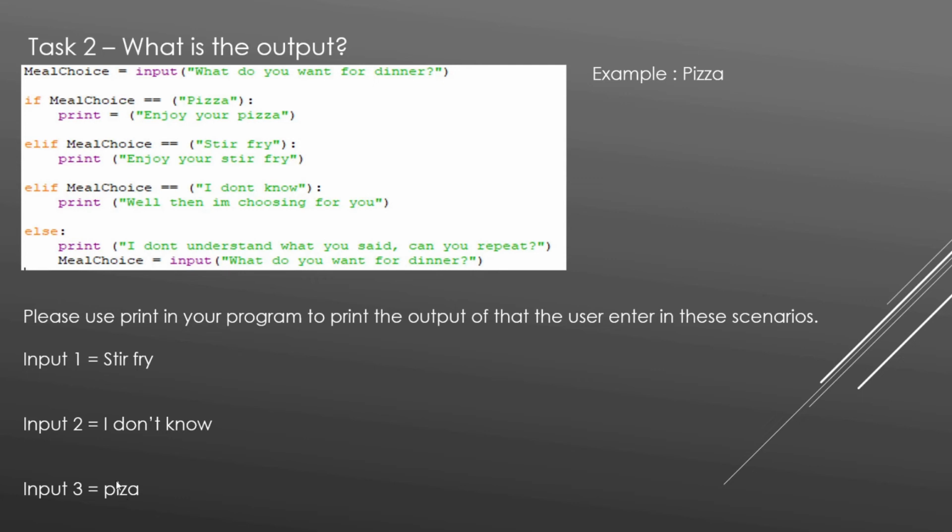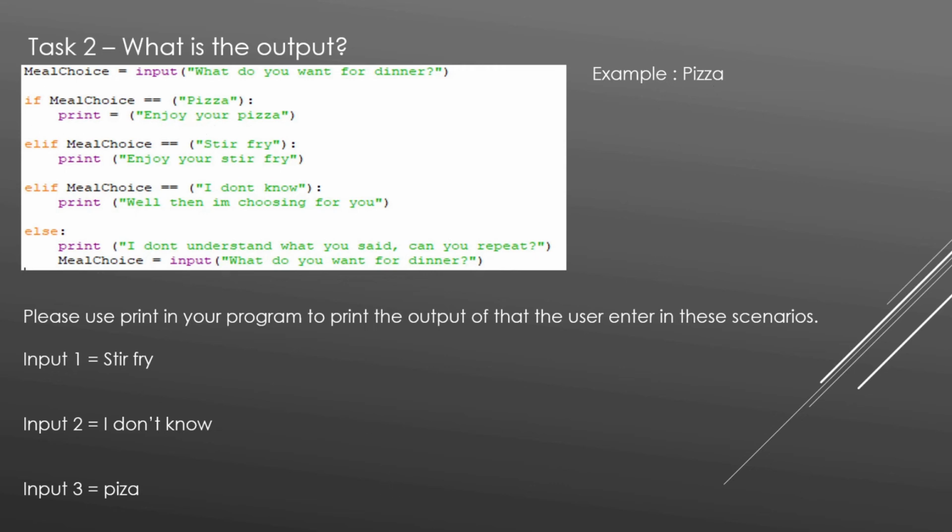So what I want you to do in Create with Code is just print the output that corresponds with the input. So print the correct output. What I mean by that is, using the example of pizza, if I enter pizza into this system, well, I know that reading these options, if meal choice equals pizza, well, I know that matches what I entered. So I'm going to say enjoy your pizza.